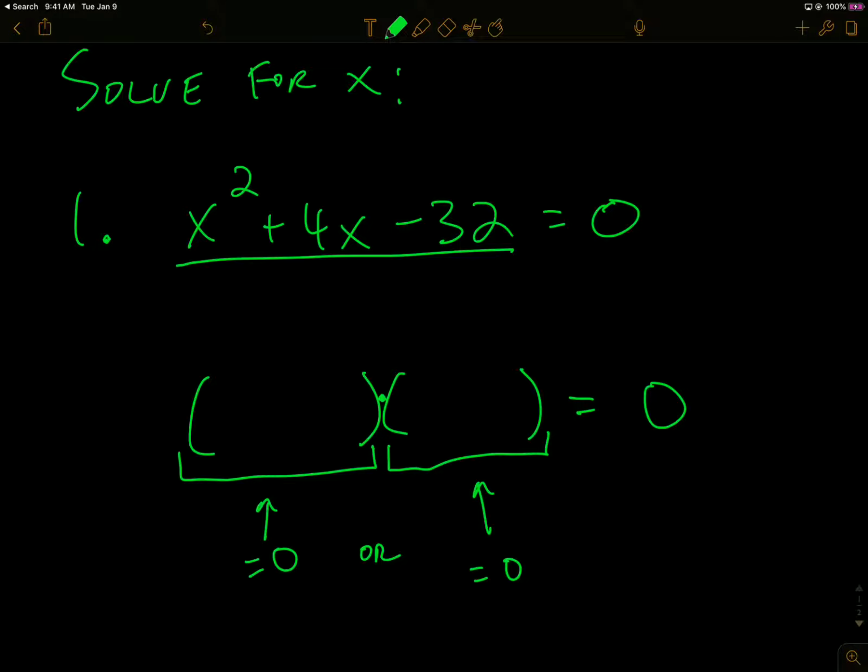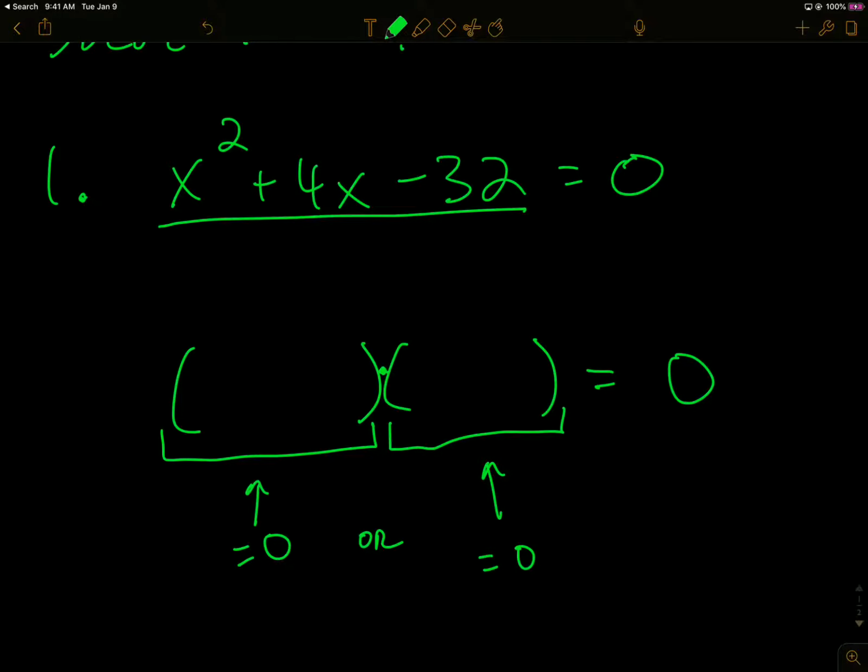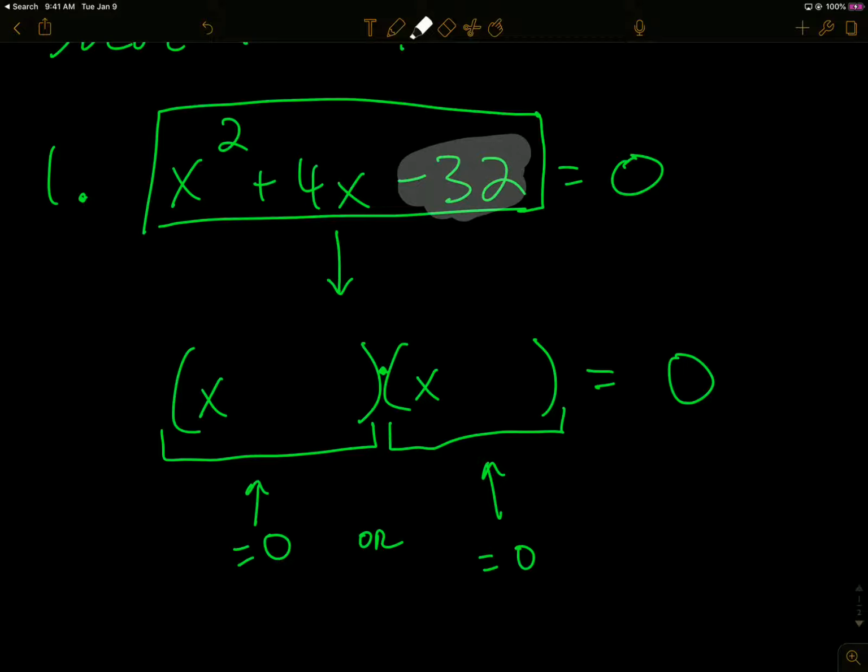It's things added together. So our goal is to be able to write this in factored form. That means things multiplied together. So if you recall from our factoring, I'm going to transform this side of the equation into factored form. So I've got x and x. Now I'm looking for two numbers that multiply to negative 32. So one of them has to be positive and one of them has to be negative, and they are going to add to the middle, which is 4.